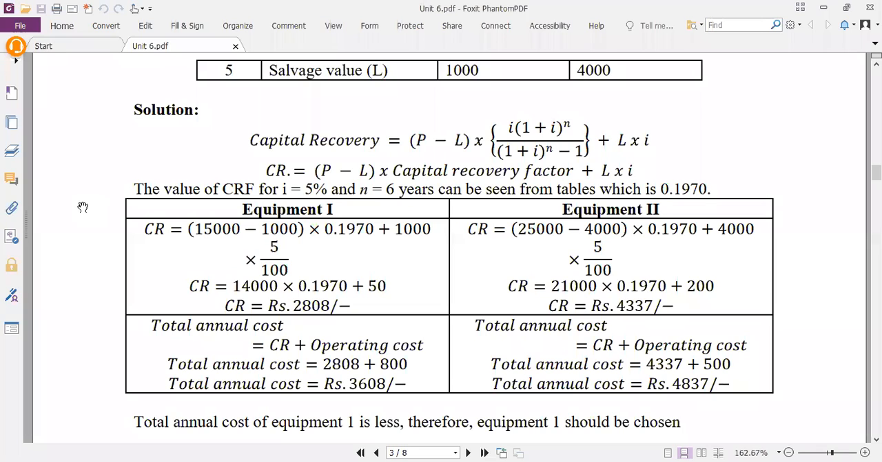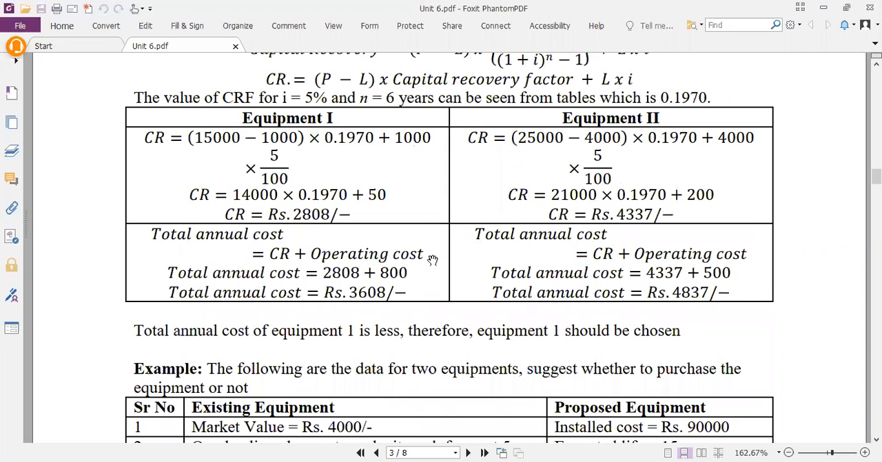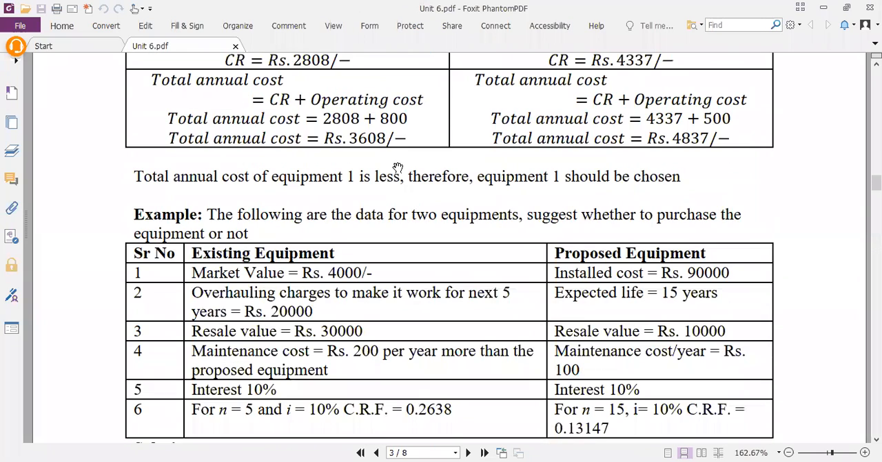Here the equipment number 1 annual cost is less as compared to equipment number 2. Hence, equipment number 1 is selected, and it will be purchased. So this is one simple method for calculating the equivalent annual cost. Based on that, you have selected equipment number 1. So here you are making the comparison.